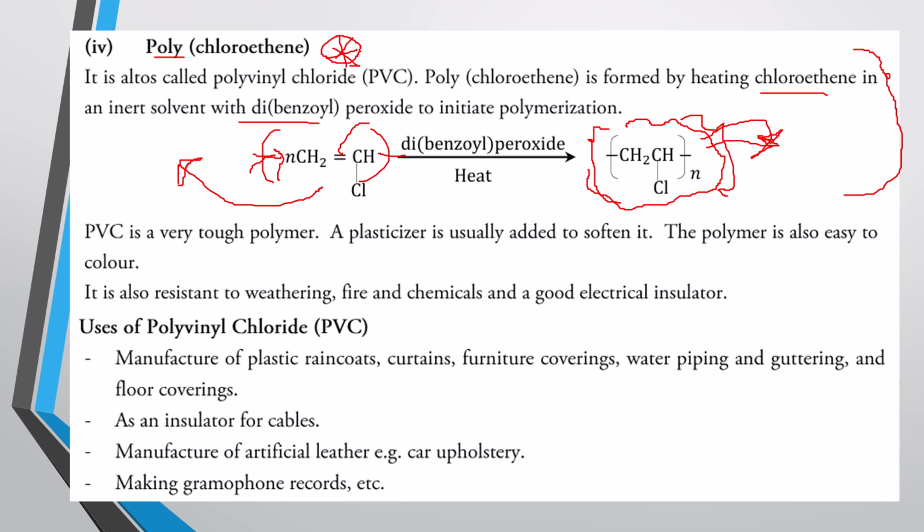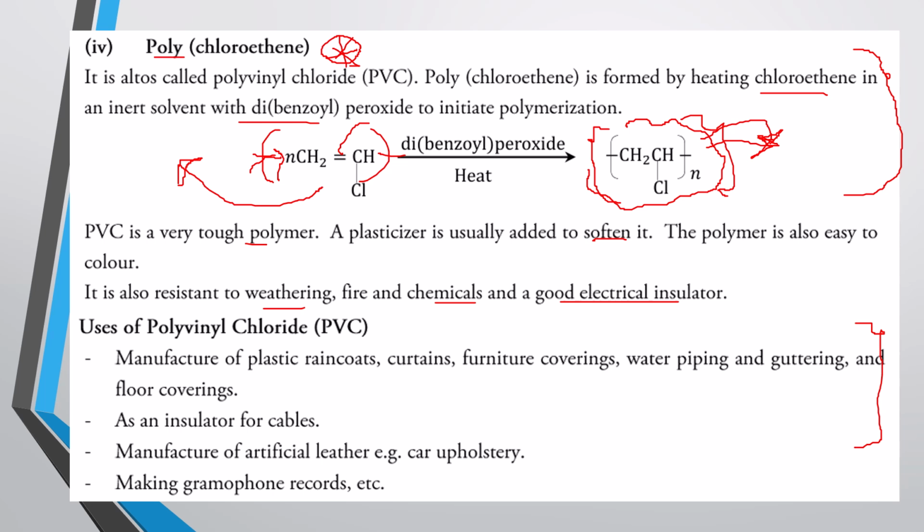since we use it mainly in experiments. Polyvinyl chloride is a very tough polymer, and therefore we usually use a plasticizer to soften it so that we can make different products that can be beneficial to us. It is also resistant to weathering, fire, and chemicals, and therefore it can be used as a good electrical insulator. Now let's see some of the uses of polyvinyl chloride.